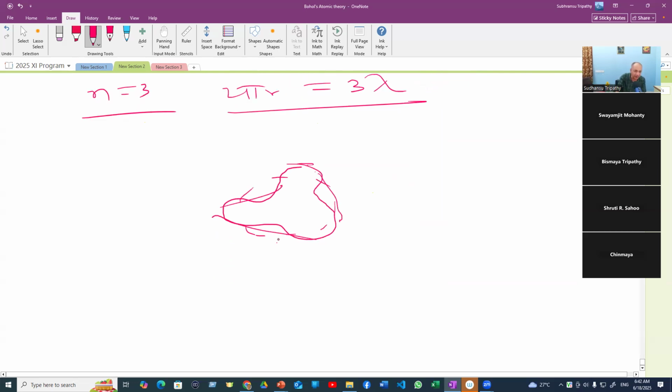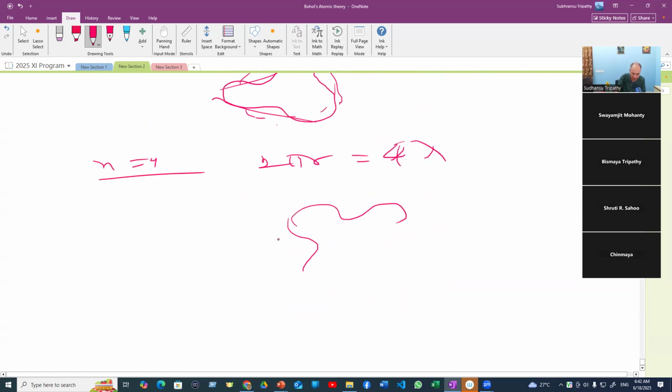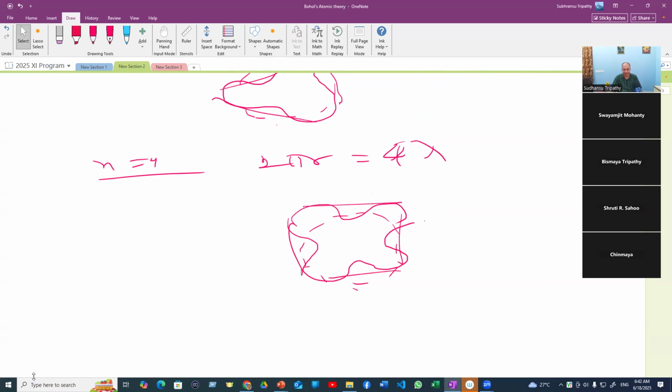And then if n is equal to 4, then 2 pi r is equal to 4 lambda. It will be looking like an octopus or something. This is one wavelength, this is one wavelength, this is one wavelength.